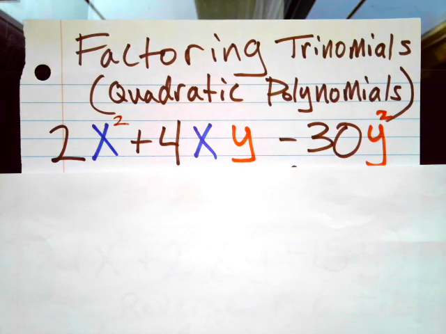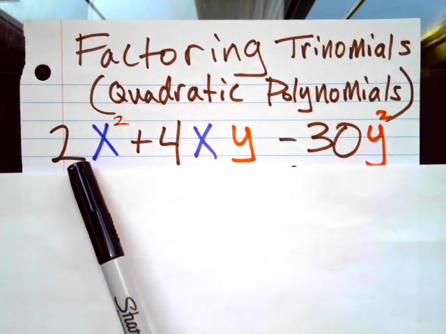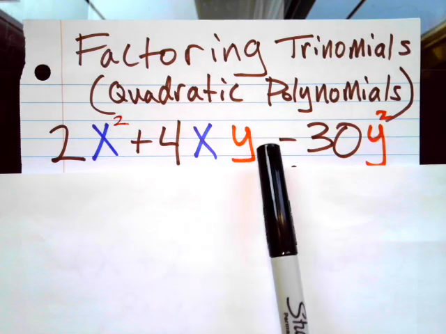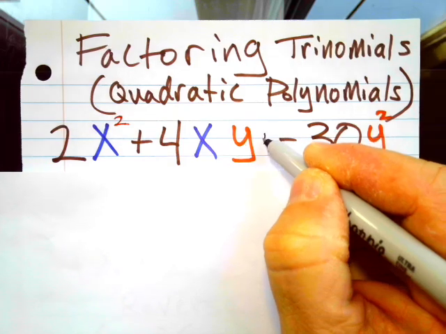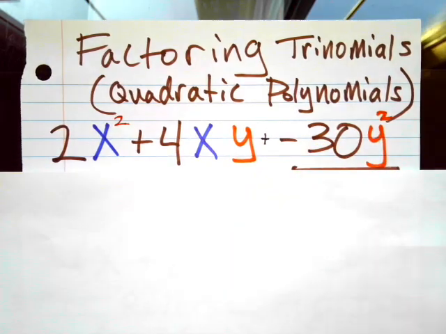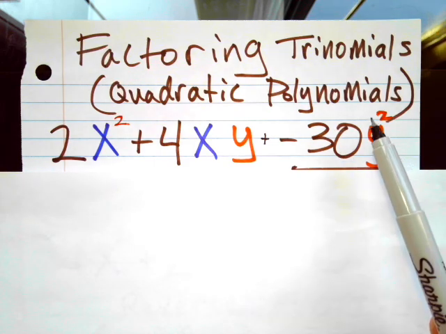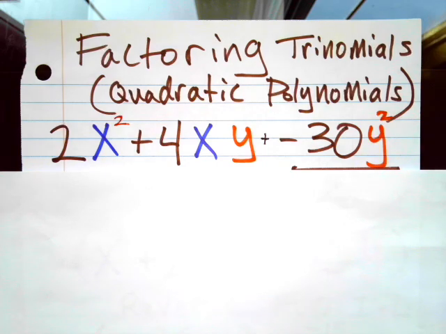And here we go. So we've got this trinomial, 2x squared plus 4x times y plus, again, you can add a plus sign in between any two terms. It's not going to change a thing. Plus negative 30y to the second power. I want to point out that this is y to the second power.